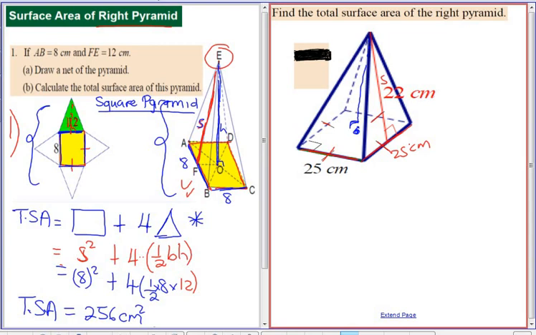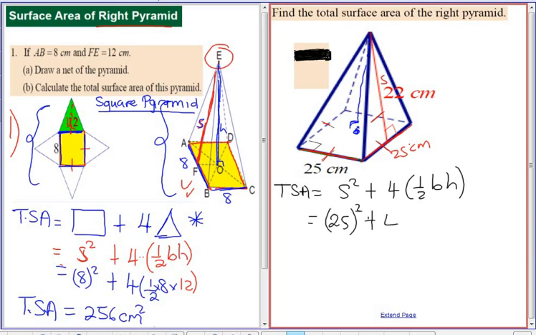So again, we have an easy situation because it is a square pyramid. You know that there is a square which you calculate by saying s squared, and you know that there are 4 identical triangles which you're going to calculate by saying half base times height. It's that simple. So the sides of this square are 25 centimeters long, and these triangles have a base of 25. We were given the height to be 22. There was nothing at all for us to really try to look for. Everything was really given to us at this point.